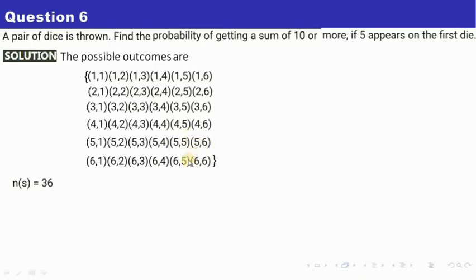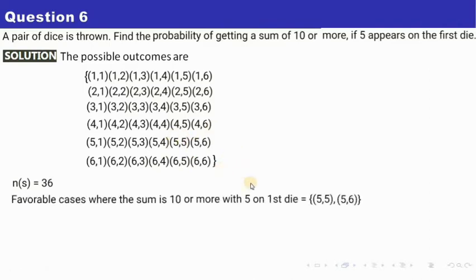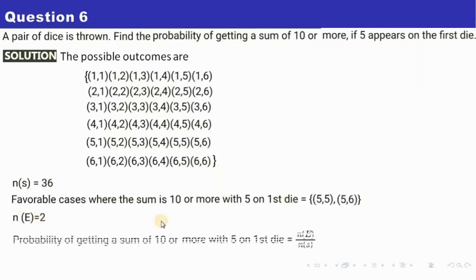So how many possible outcomes are there? 1 pair, 2 pair, that is 2 possible cases. All right, so that's why n(E) is written as 2 in this case. So the probability of getting a sum of 10 or more with 5 on the first die is n(E) by n(S). And what is n(E)? Number of possible outcomes, which is 2. And what is n(S)? n(S) is 36. So 2 by 36, which is 1 by 18.